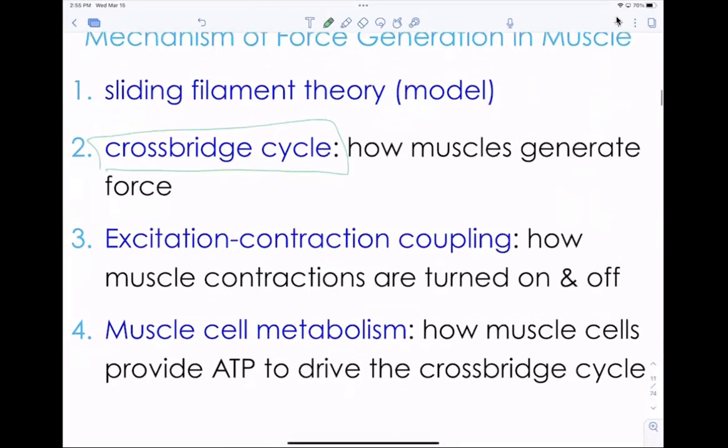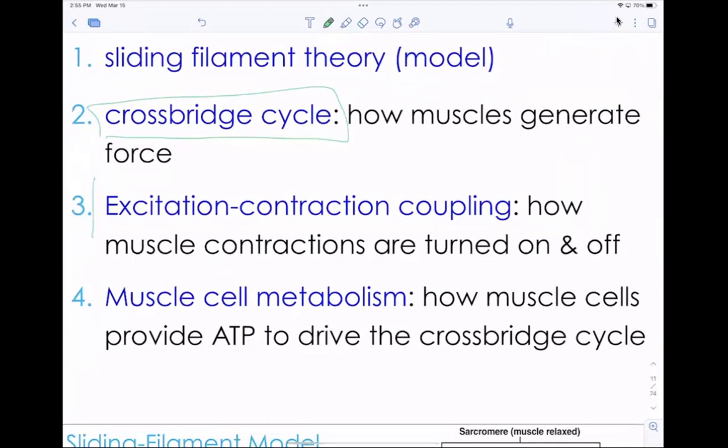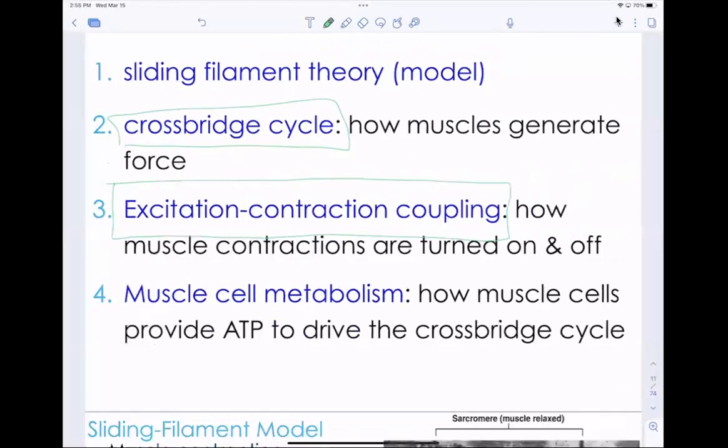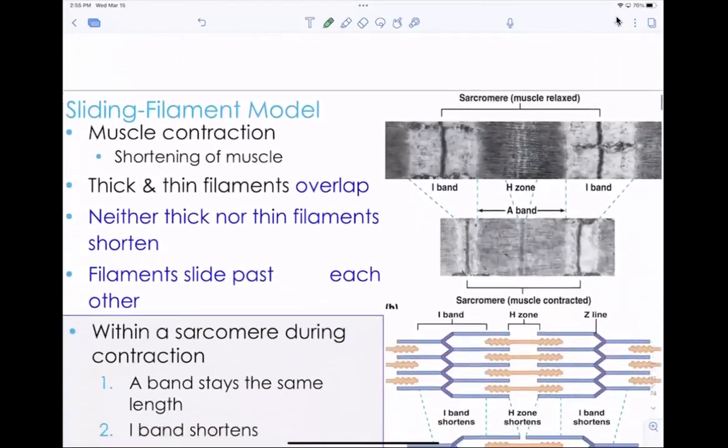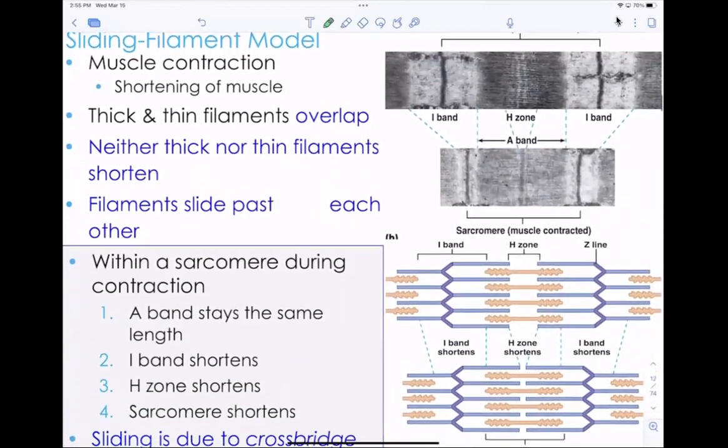And what gets that all going is the interplay between the nervous system and the muscle fibers, and that's the excitation contraction coupling. And towards the end, we're going to talk about different muscle cells and how they generate ATP and how they use ATP in the cross bridge cycle. So starting with the sliding filament theory, again, the muscle is, quote, shortening, but no structures are getting shorter. It's filaments sliding past one another.